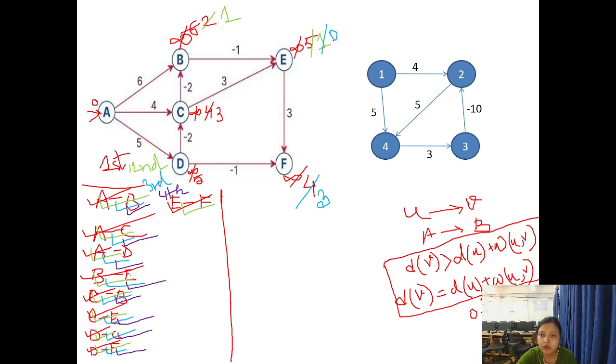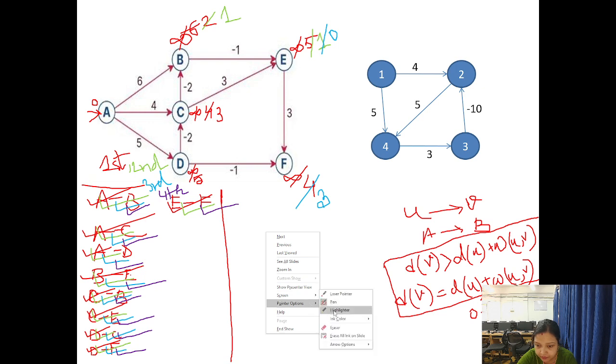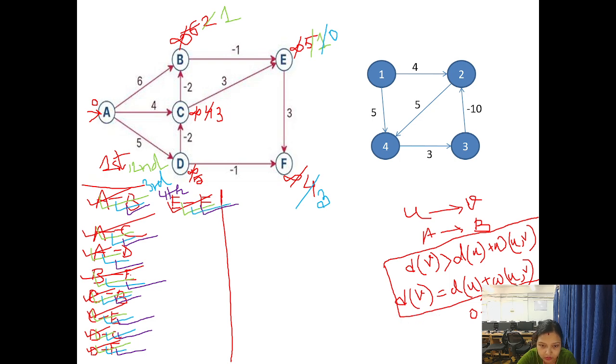Now E to F. The distance of F is 3 and the distance of E is 0 plus the associated cost 3. So 0 plus 3 is 3 only. So no need to update. We are done with the fourth stage as well. You can see that in the fourth iteration there was no update in the distances, right?